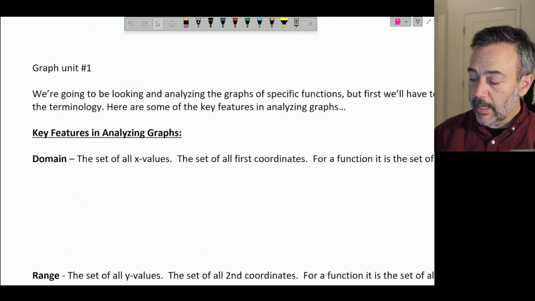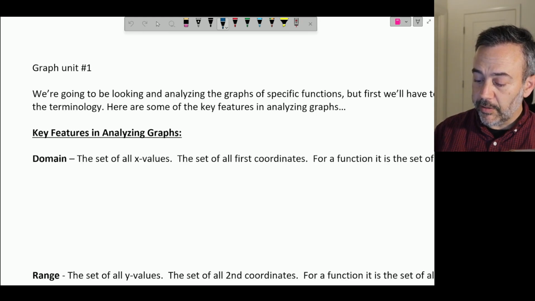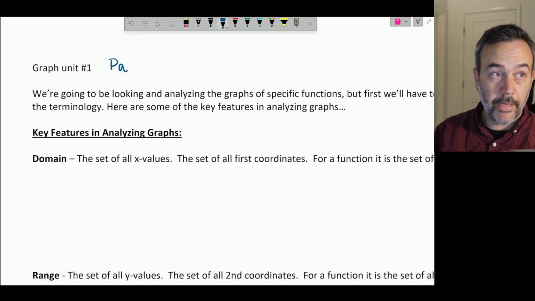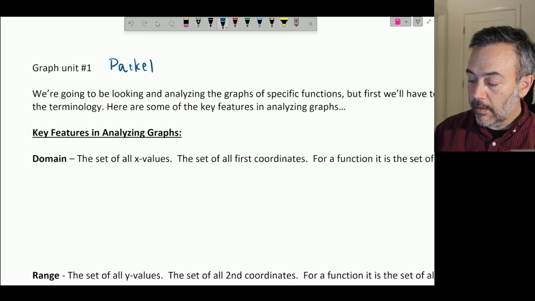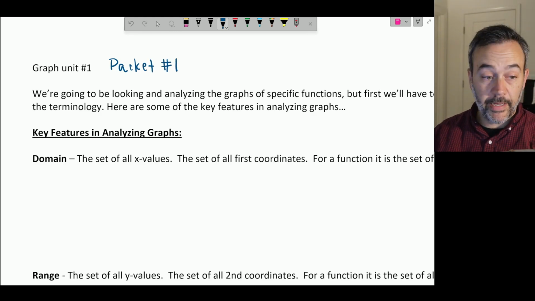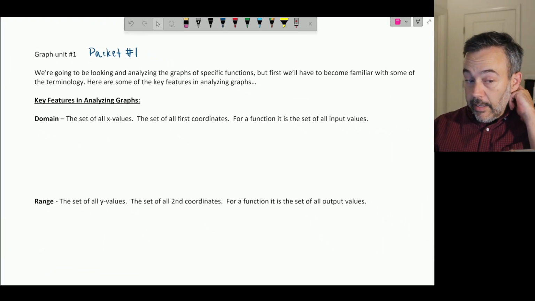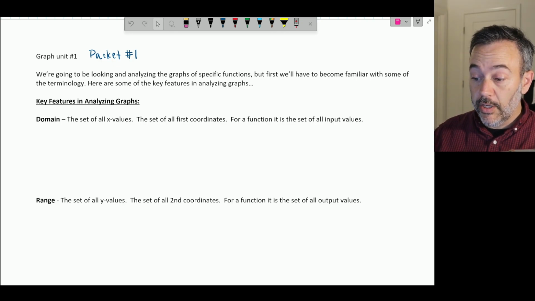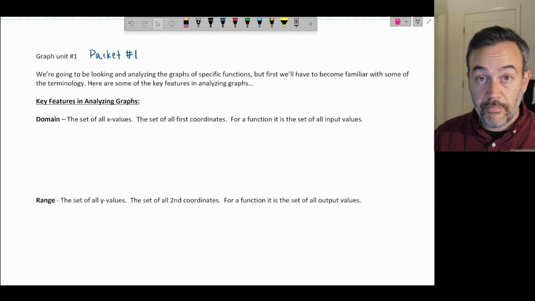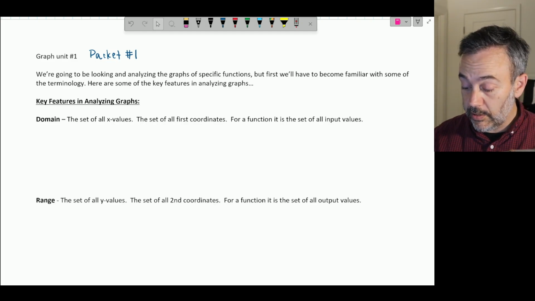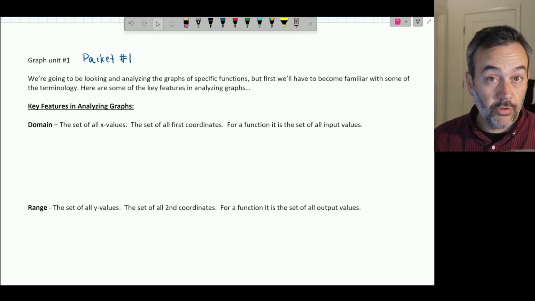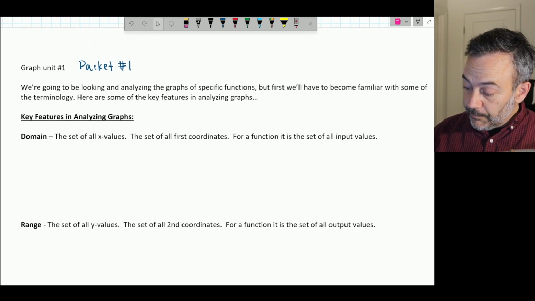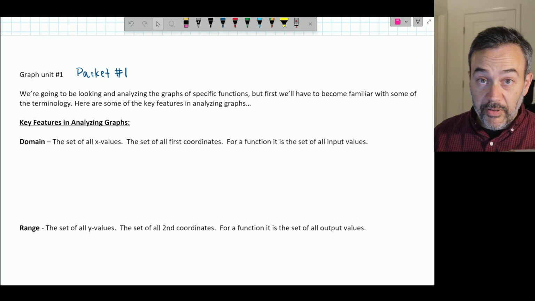First thing is I mislabeled this. This should have been graph unit number 1, and I should have called this packet number 1. So write packet number 1 at the top of this. I gave you a physical copy of this document, but it's also attached to the first graphing unit homework assignment in Schoology, so you can find it there. It will also be in the shared drive, as always, because every document I give you is in the shared drive. If you ever have trouble finding anything, let me know.